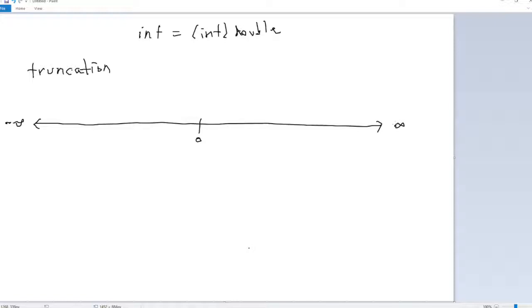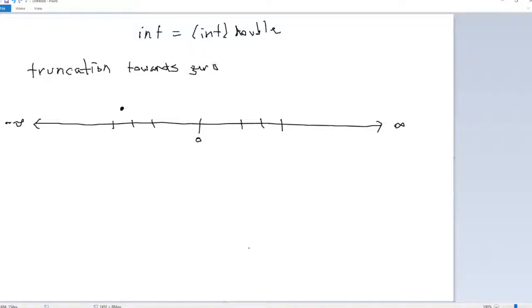What truncation does is it takes a number, and let's just put a few tick marks that represent integer boundaries. Doesn't matter which ones. And we'll put our double value with the decimal portion here. Now, what truncation does is called truncation towards 0.